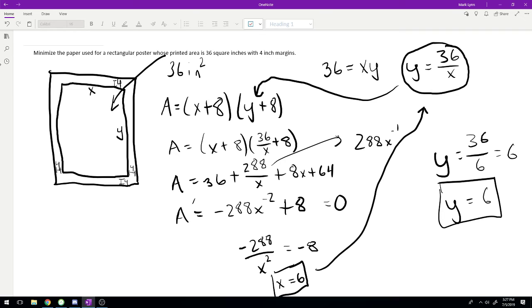Now, be careful here because sometimes the question will ask something like, what is the total area of the poster if we minimize the paper used? So if it asks something like this, we just have to plug x and y back into our area equation and we could figure that out. So just make sure that you're answering the end question in mind.